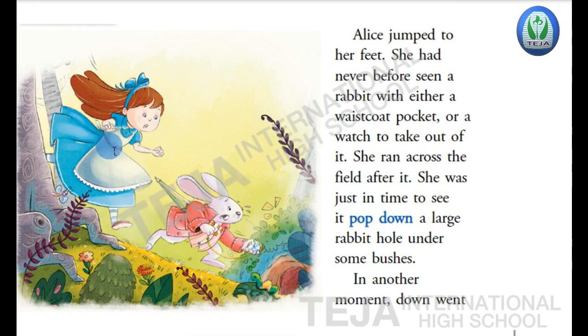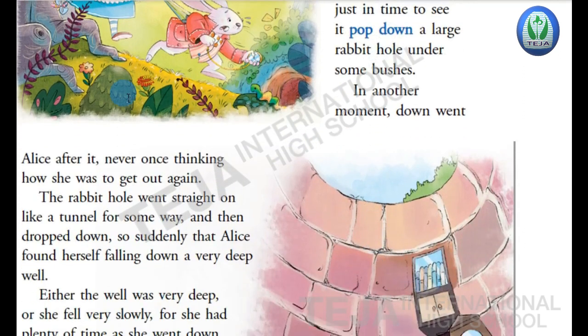So now the rabbit is running very fast, and when Alice saw it, she was also running after the rabbit. The rabbit jumped very fast into the rabbit hole, which was under some bushes. Next, in another moment, down went Alice after it, never once thinking how she was to get out again.